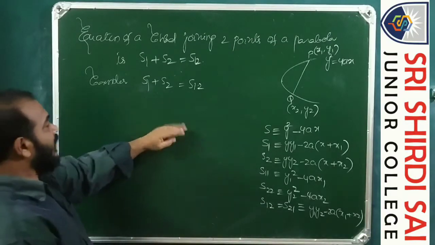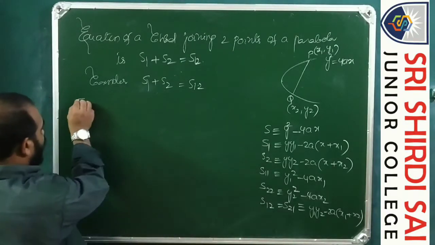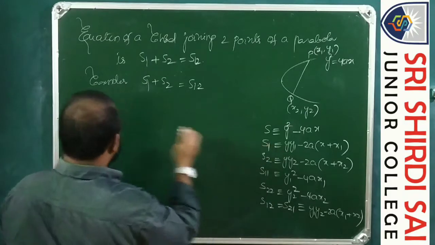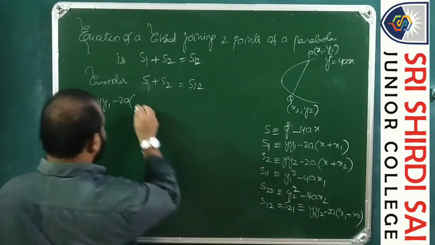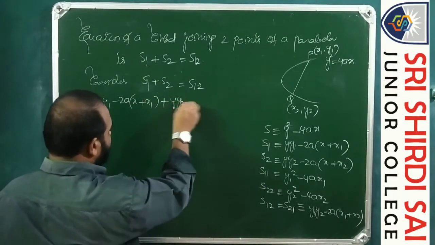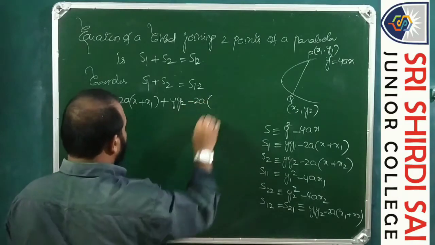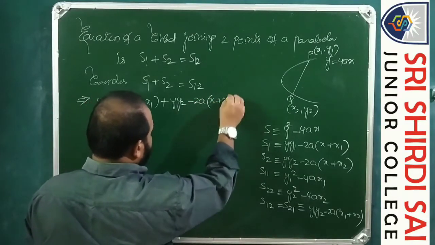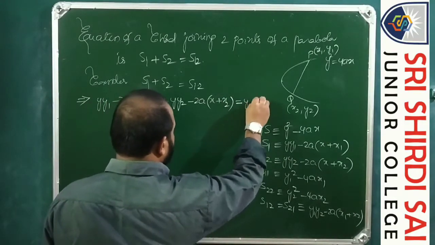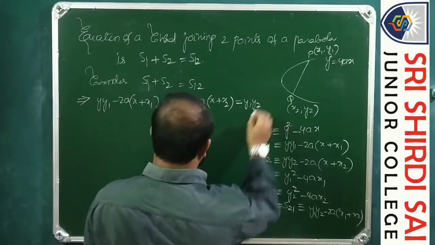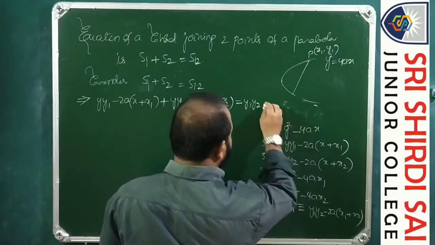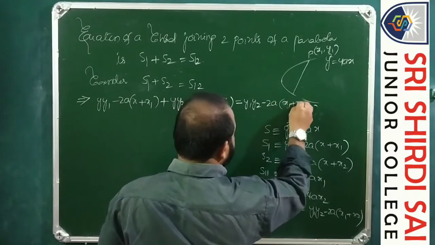Now if you consider S1 plus S2 equals S12, what is S1 here? y1 y minus 2a into x plus x1, plus S2, which is y2 y minus 2a into x plus x2, is equal to y1 y2 minus 2a into x1 plus x2, minus 2a into x1 plus x2.